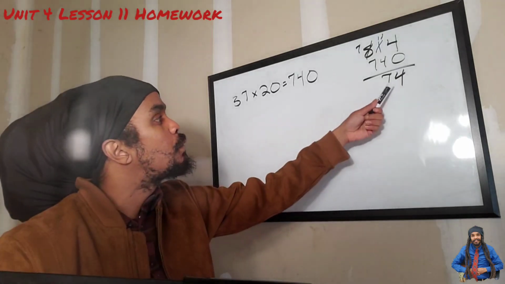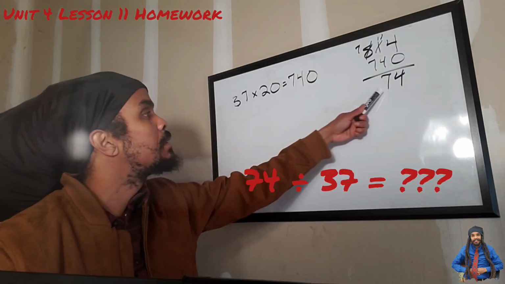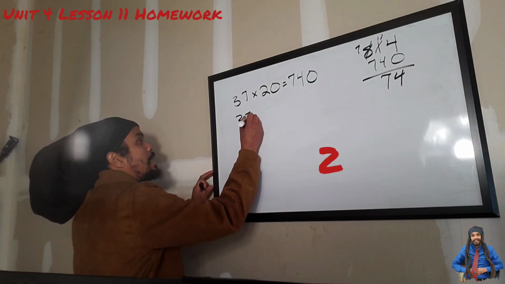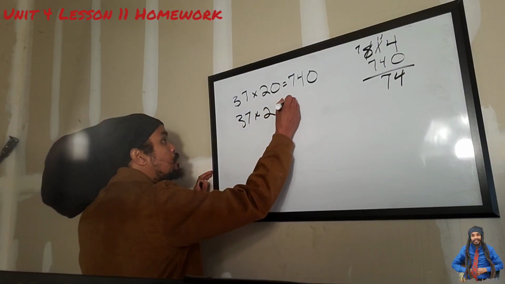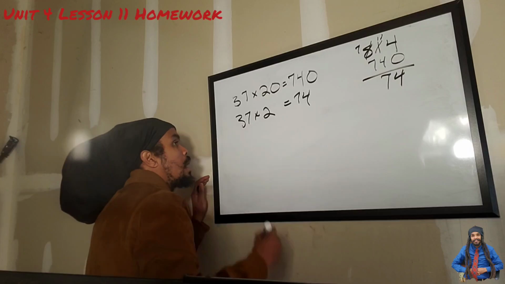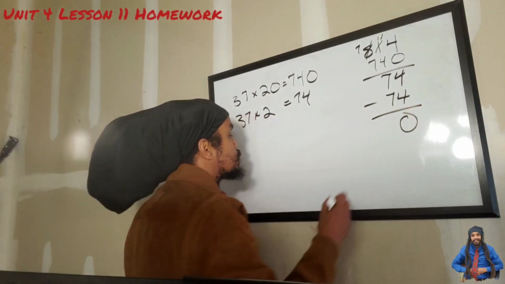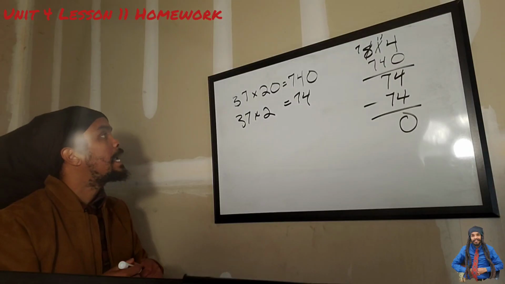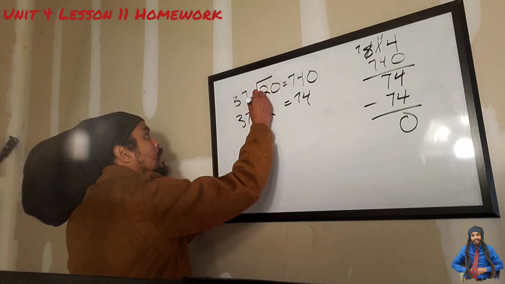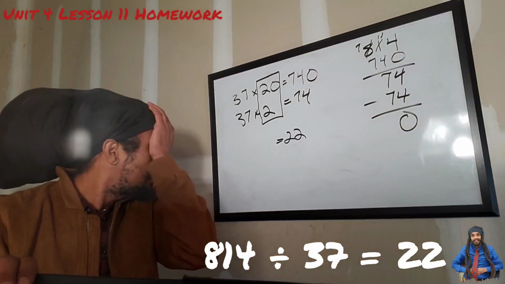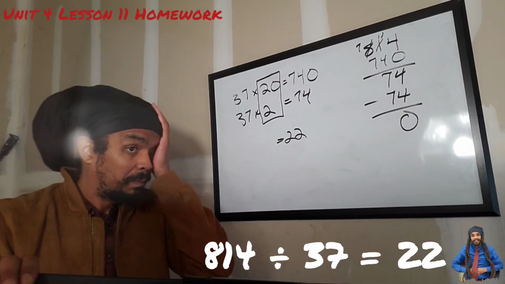Now we have 74 left. How many times will 37 go into 74? If you're thinking 2, you're right, because 37 times 2 equals 74. 74 minus 74 equals 0. So our answer is 22.